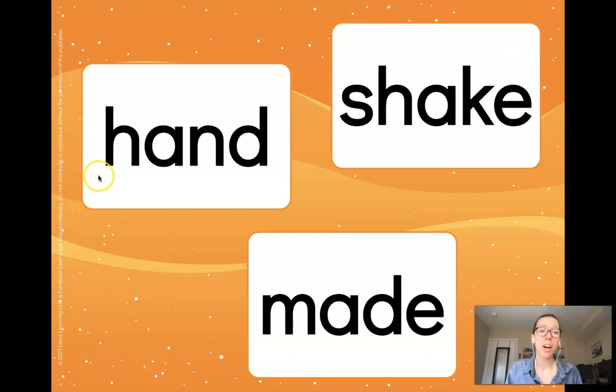Up here we have hand. Good. Up here on the right side we have shake. Very good. We know that it's a long A because it has the silent E at the end. And at the bottom we have the word made. Very good. That word also has a silent E, meaning that the vowel is going to be long and strong, which is why we hear the long A. So again, our words are hand, shake, and made.